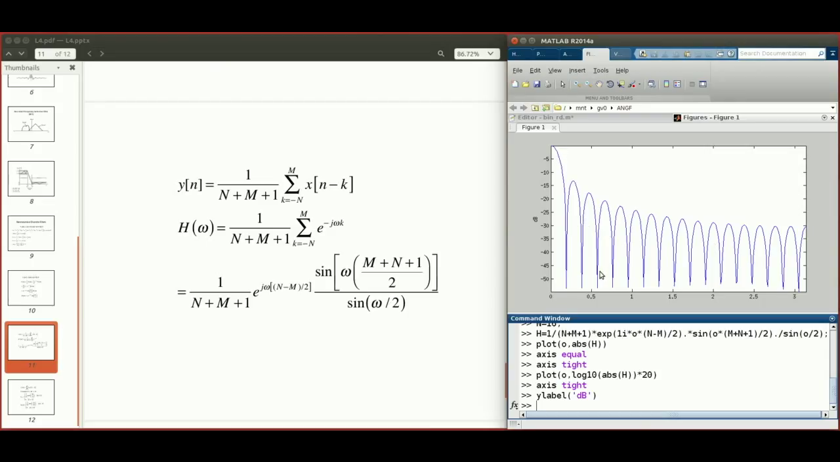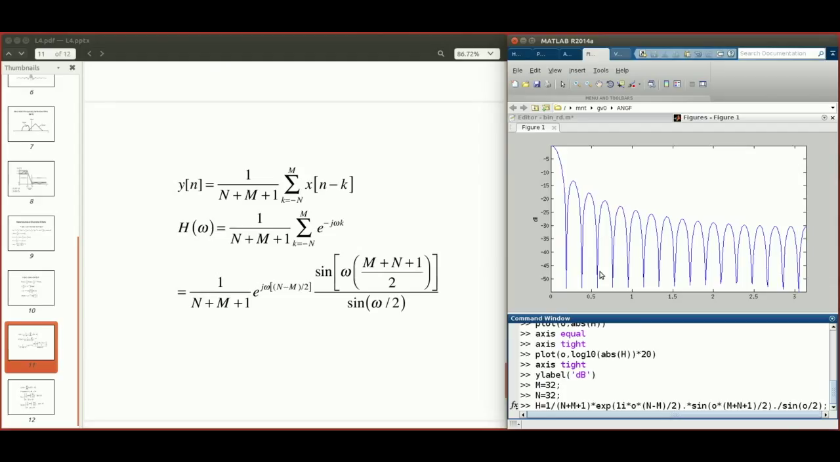Right. So that's one of the examples for M equals N equals 16. Right. But suppose we increase the number of points used for averaging. Let's change M equals 32, for example, right? And then N equals also 32. Let's recompute h. So this time M plus N plus 1 equals 65 now, right?